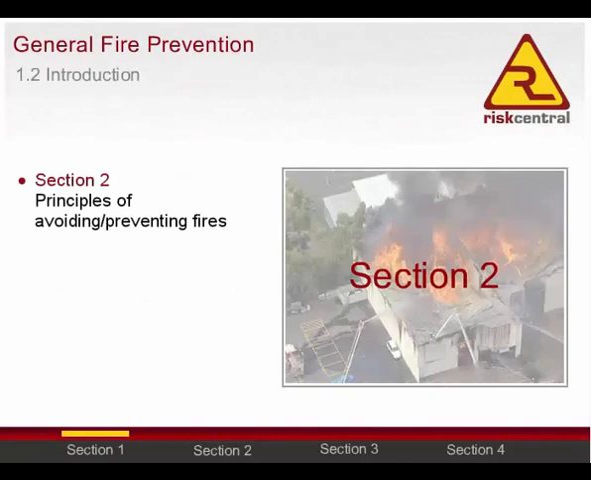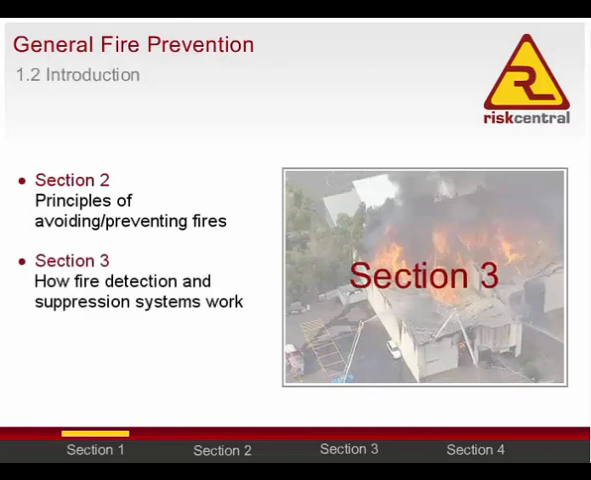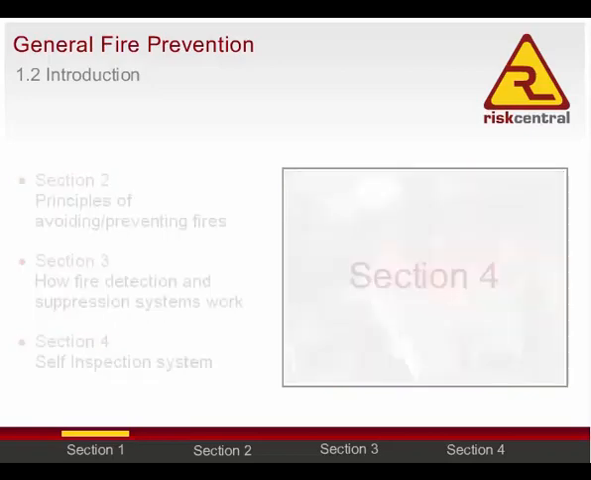Section 2 explains the principles of avoiding fires and identifies the major causes and ways to prevent fires. Section 3 explains how fire detection and suppression systems work and how to ensure that they are ready for use. Section 4 is designed to help managers and supervisors implement a self-inspection system.